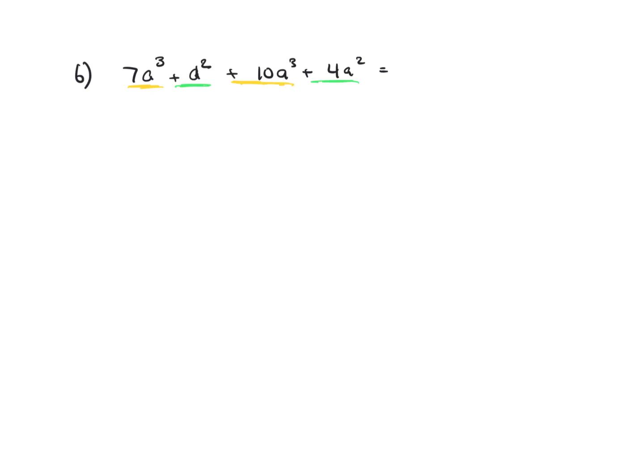So in this case, you're allowed to simplify the a cubeds together. So 7a cubed plus 10a cubed makes 17a cubed. And you're allowed to simplify the a squareds together. So 1a squared plus 4a squared will make 5a squared. And that is all we will do for question 6. Okay, the a cubed cannot be added to the a squared.